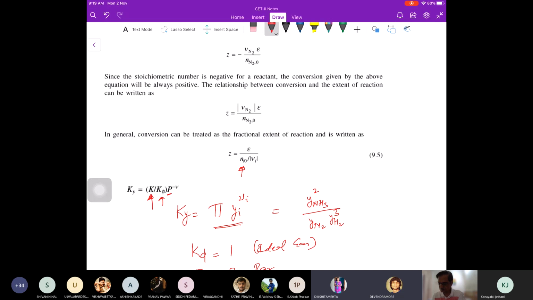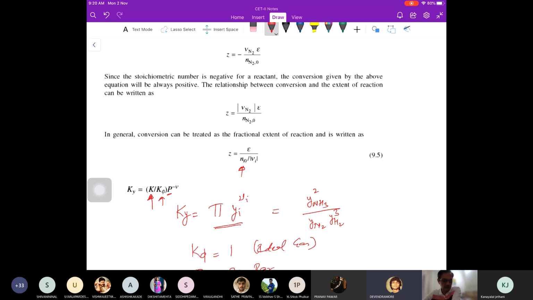It's the initial number of moles present. Ni0 is the initial number of moles. For which component? Sir, the one we have taken as limiting.